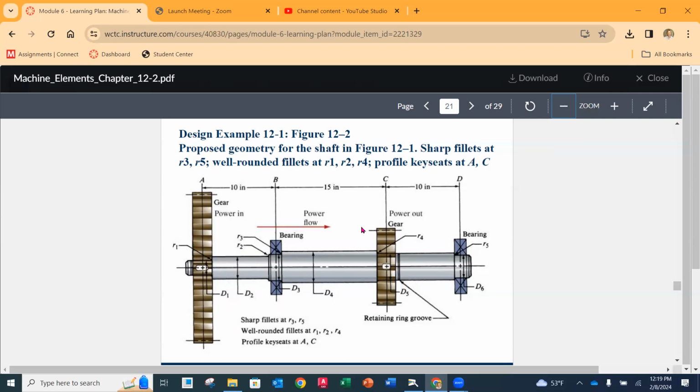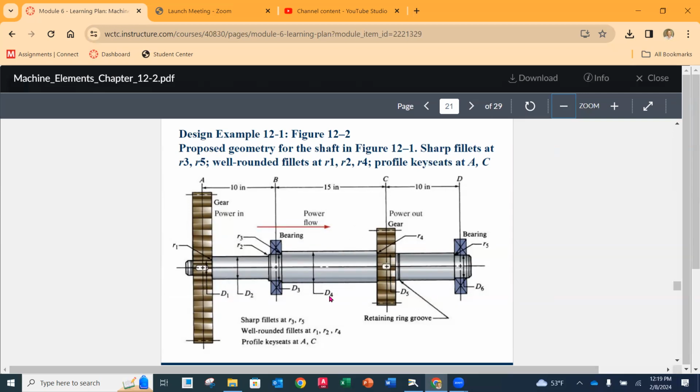And whenever there's something going on, you'll notice that there are shoulders, keys, and retaining rings. Those are the places where we're going to have stress concentrations pop up on us. And that's what we're designing for, like where it's going to break. Okay, what is our worst case scenario?